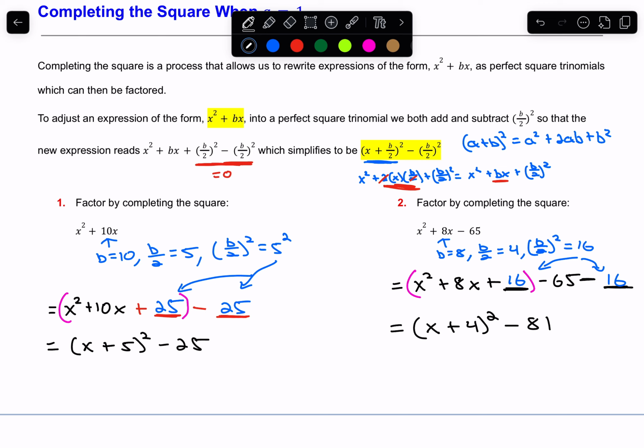Okay, and remember, you never have to think about how to factor it right there. The x plus 4 comes automatically because it's always x plus b over 2. So I just take that b over 2 and put it right there. And if b over 2 was negative, I would just have x plus a negative 4 here, which would be x minus 4, the whole thing squared.